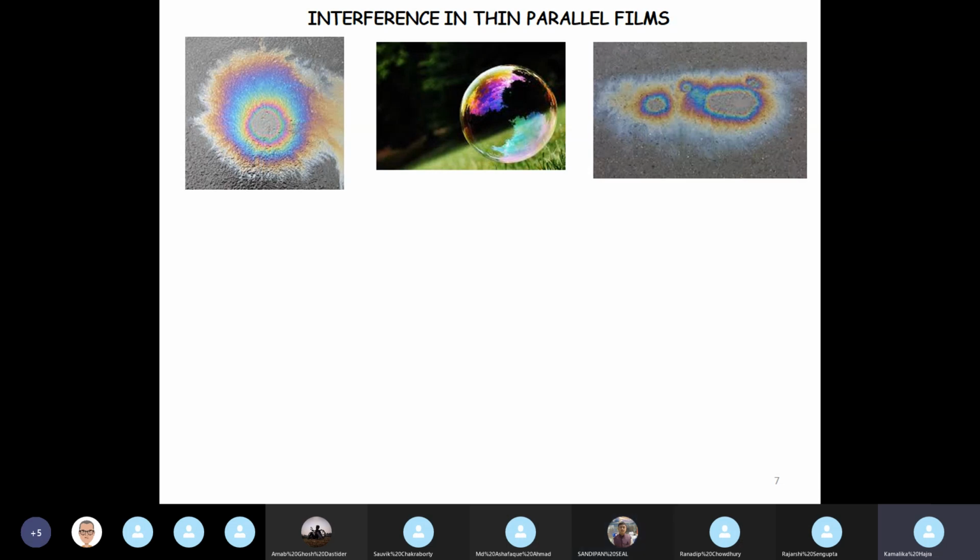And this again is a picture similar to the first one. Now, before going on to the mathematics of thin parallel films, I'll just tell you why this is happening. Okay, where is the thin film?